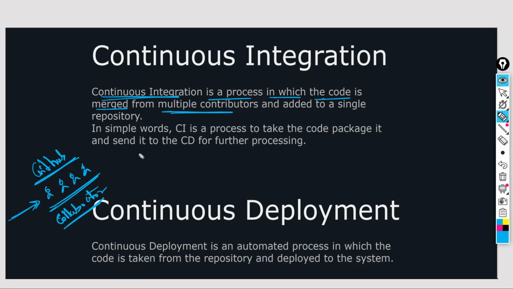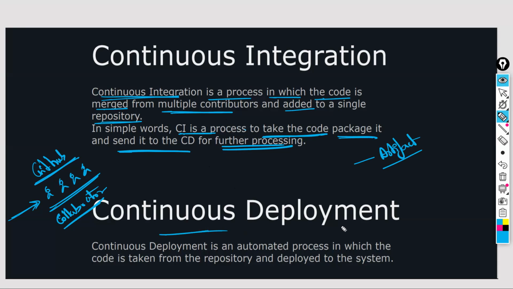So Jenkins is a platform that helps you merge the code from multiple contributors and add it to a single repository, so I can make sure that everything is under a single umbrella. In simple words, CI is a process to take the code, package it, and send it to CD for further processing. So what you do, you take the code, you build it, package it. Packages mean what? You convert it into an artifact. Okay. And once this is done, you will not deploy it directly, you will send it further.